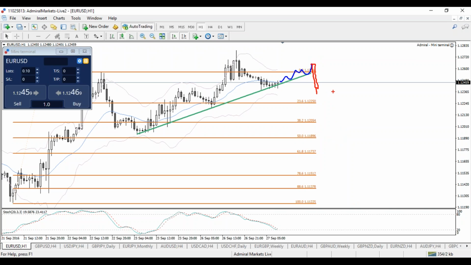I think that would be with a close. The close has to be near the low. I think that's a good signal that the rest of the New York session will be bearish, and probably the start of tomorrow's session too, the London session.